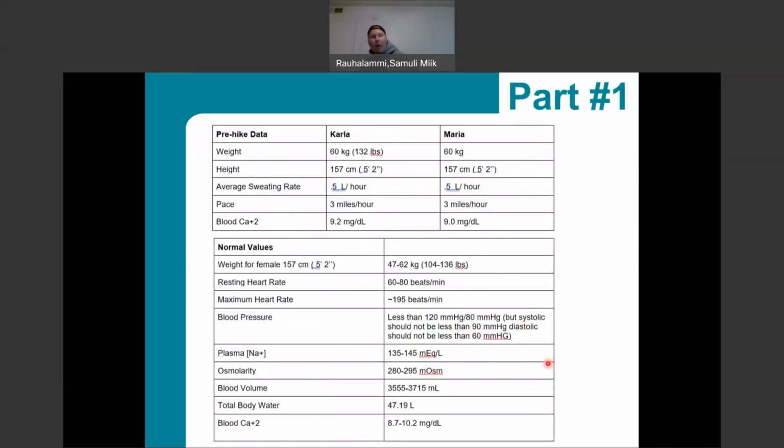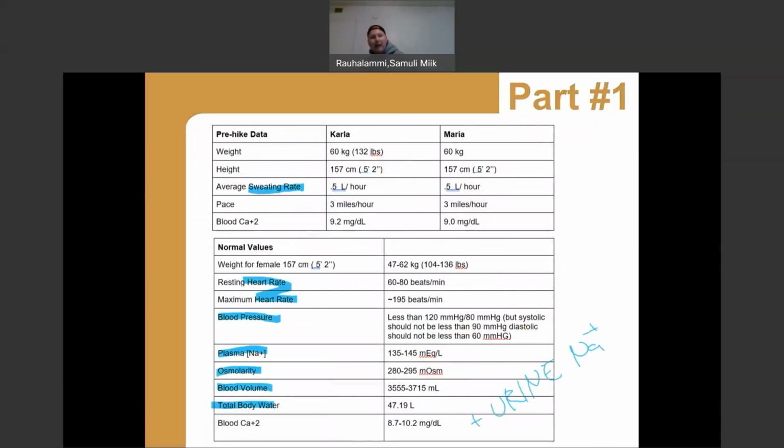When it comes to what would be good indicators of individuals' water balance, looking at the sweating rate, heart rate, blood pressure, plasma osmolarity, blood volume, and total body water content, as well as urine concentration, would be some of the things that would be worthwhile to mention.